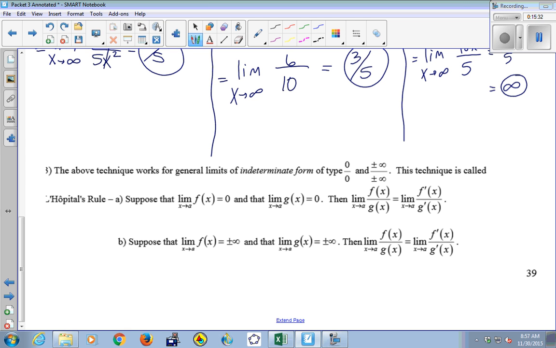So the technique is called L'Hopital's rule. It says that if the numerator and the denominator both go to 0, you have a fraction, numerator and denominator are both going to 0, you can take the limit as x goes to that same value of f prime over g prime, and it will be the same. Like that will give you the answer. Same thing if the numerator and denominator are both going to infinity. You can just take the derivative of the numerator and the denominator and take that limit.